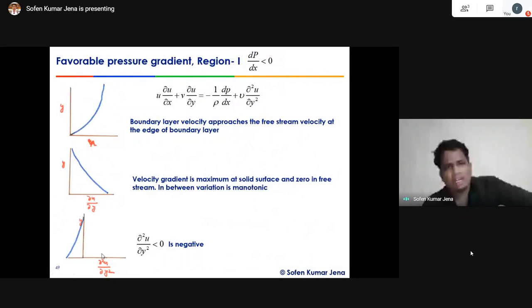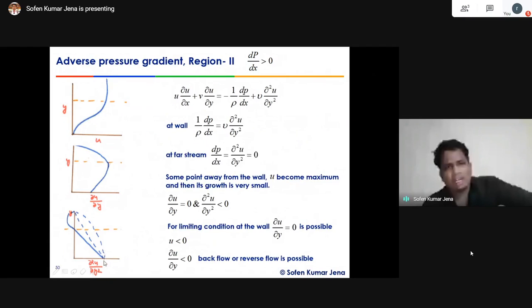But here, if del square u by del y square is greater than 0, and gradually with the increase in y, what will they approach? The approach is 0. Either they can come from here to here directly, or they can follow some path in between.